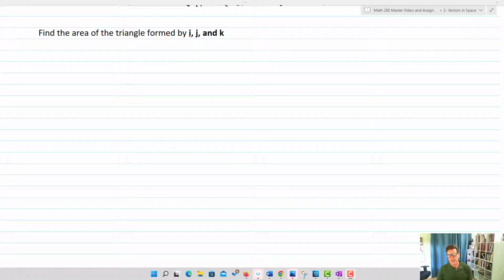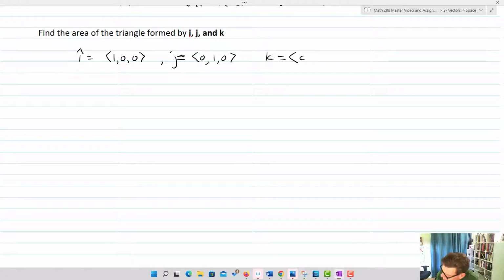Another application of this fact might be to find the area of a triangle formed by i, j, and k. So let's say we've got i, j, and k. We know i equals 1, 0, 0, j equals 0, 1, 0, and k equals 0, 0, 1. We want the triangle formed by their terminal points. That's a triangle that looks like this if you imagine it in 3 dimensions.